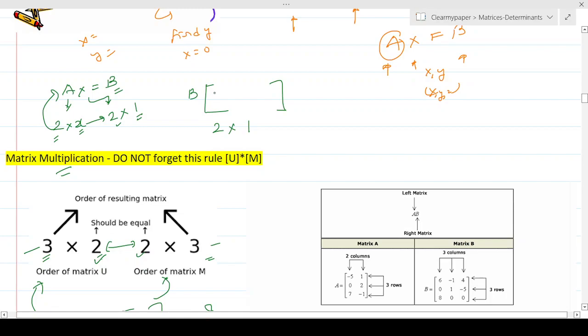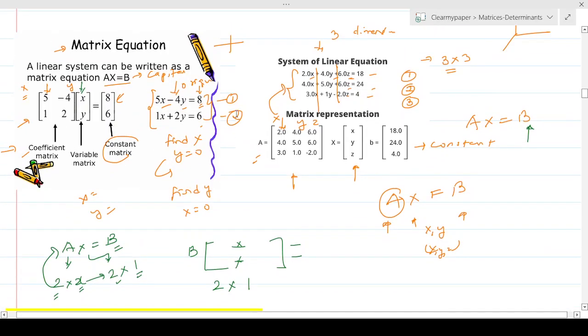So this matrix is going to have 2 rows and 1 column. So you'll have one column, with one element here and one element here, which is what you will see in this example over here also. So it's 8 and 6, which is over here. If you see the constant matrix, there are 2 rows and 1 column.